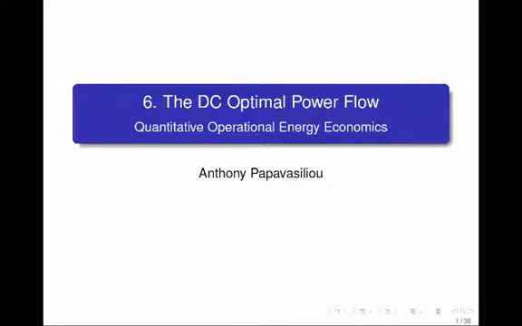Okay, so today I want to talk about an extension of the economic dispatch problem, which is called the DC optimal power flow problem, and DC stands for direct current. It's basically the economic dispatch problem that we've seen already, so welfare maximization, but we throw in these transmission constraints that we saw last week.